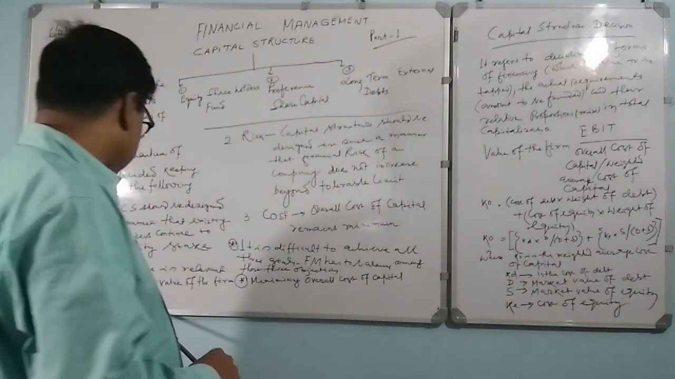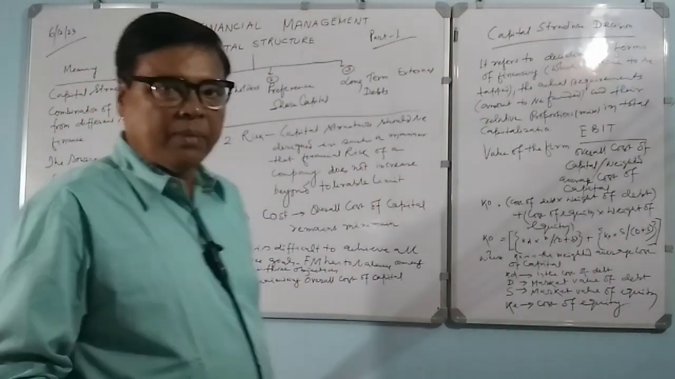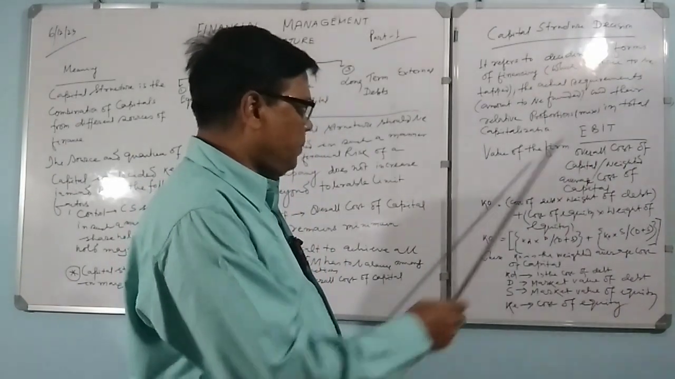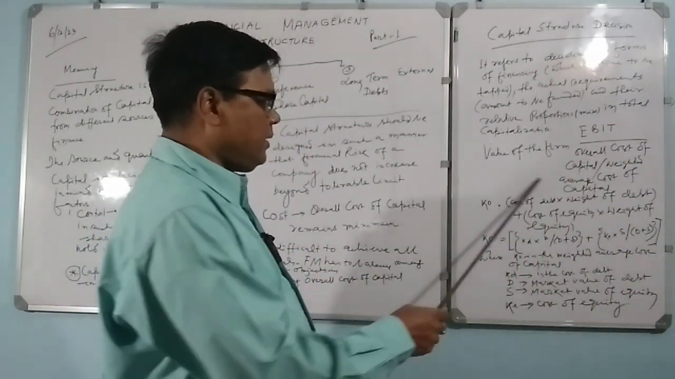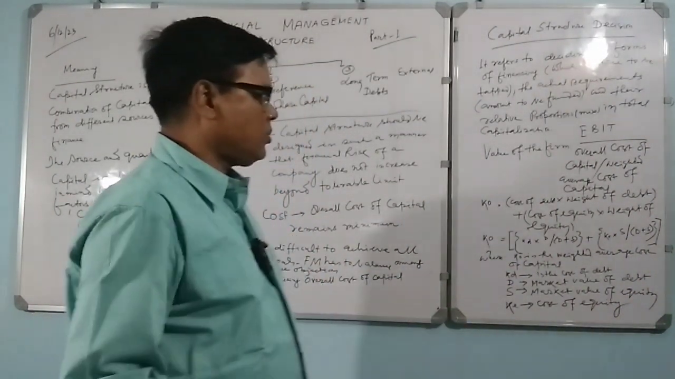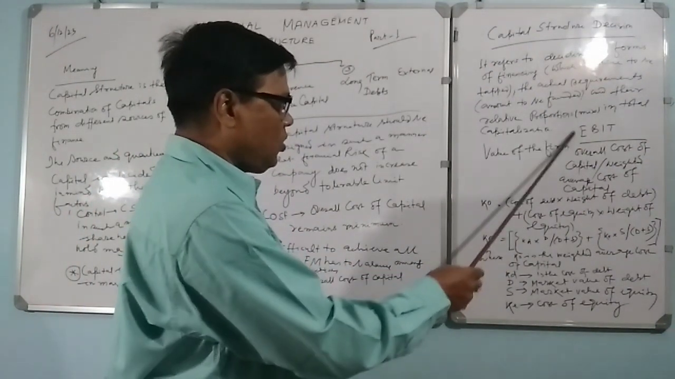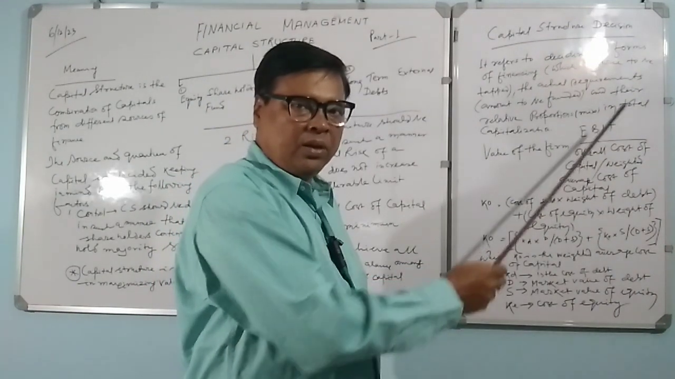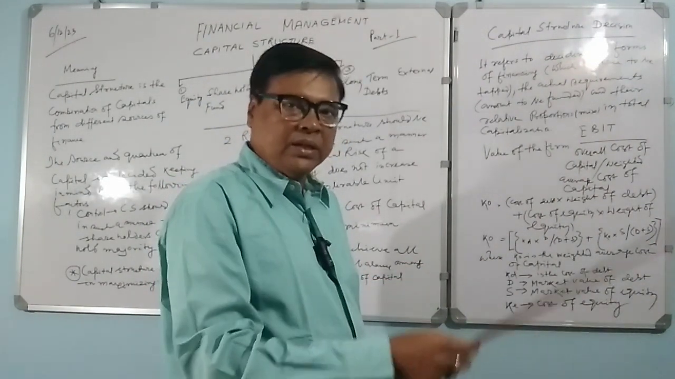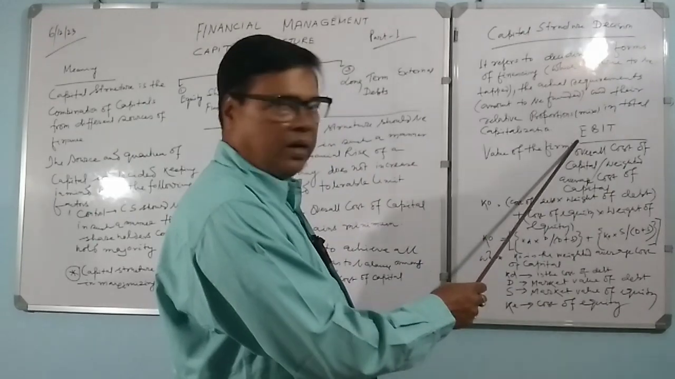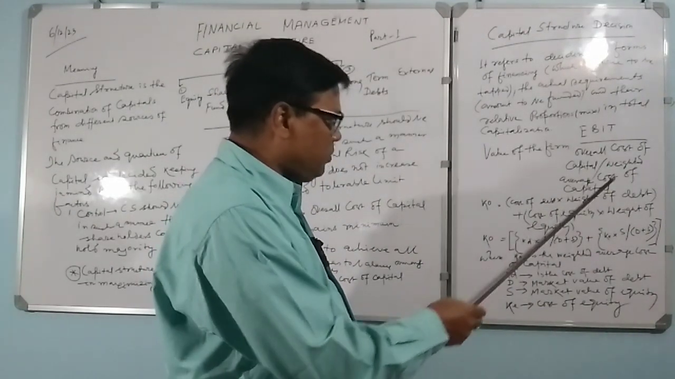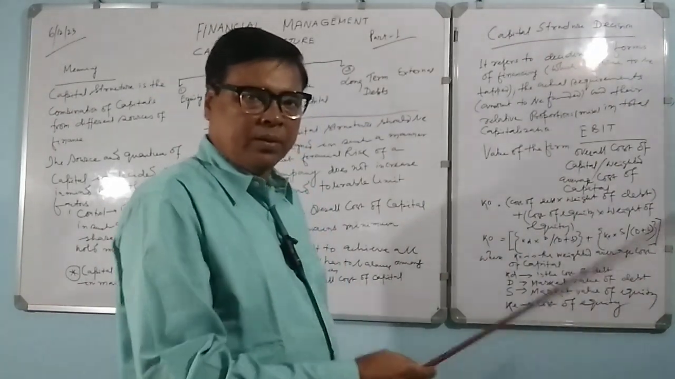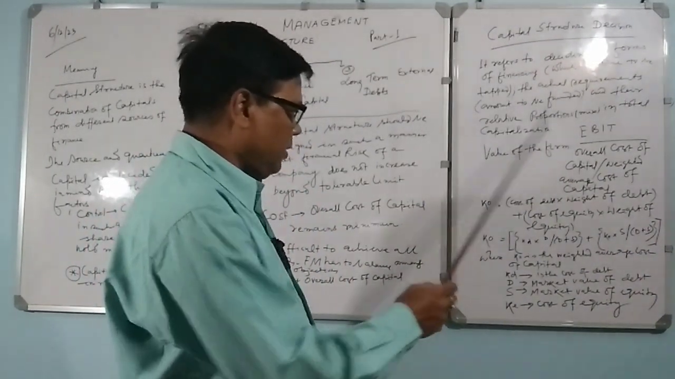Now we have been discussing maximizing the value of the firm. So what does the value of the firm mean? The value of the firm formula is EBIT divided by the overall cost of capital, the weighted average cost of capital. EBIT is earnings before interest and tax, how much your earnings will be, and that should be divided by the overall cost of capital or weighted average cost of capital, whatever the case may be. That will be the value of the firm.